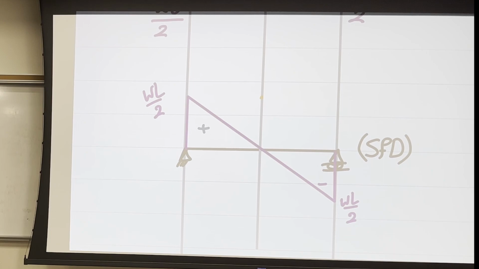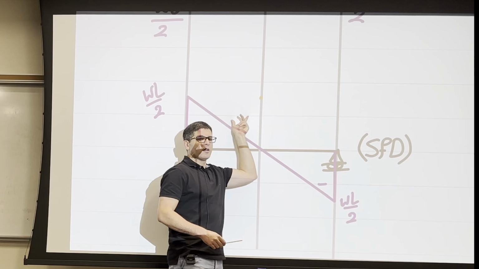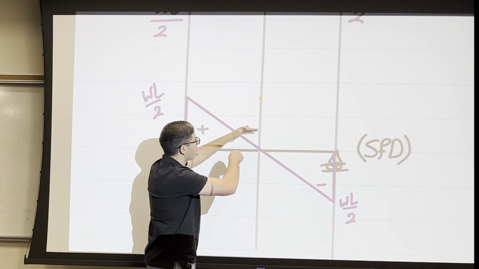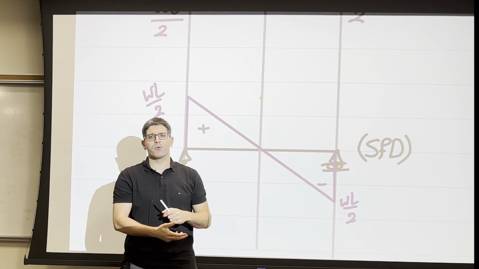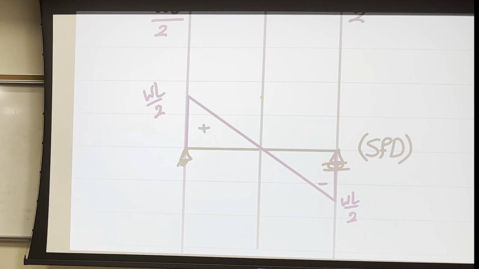If you remember from the last lecture, if we have a distributed load, which is, for example, a constant, and we integrate the load, we get the shear. When we integrate a constant, for example, if we integrate 2 dx, we end up with 2x. So x here is an increasing or decreasing line. That's why we have a shear that is increasing or decreasing, right?